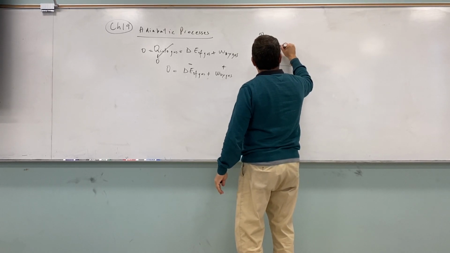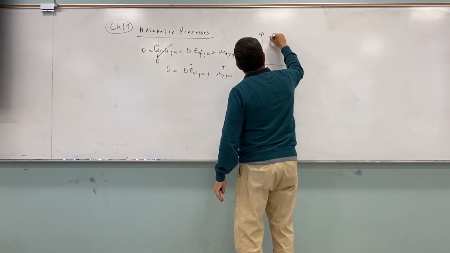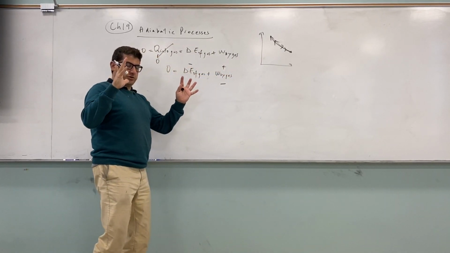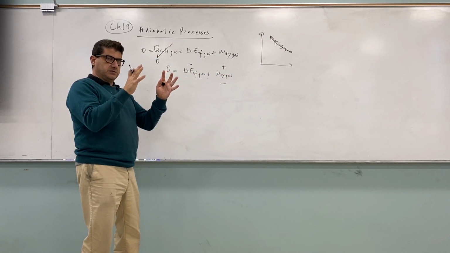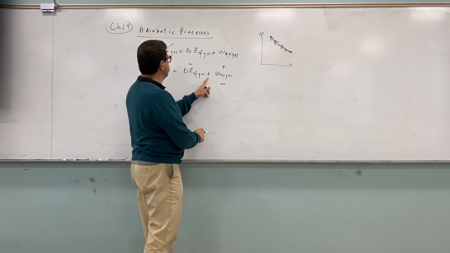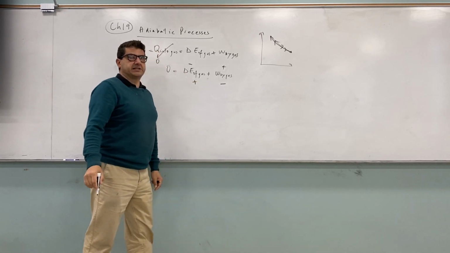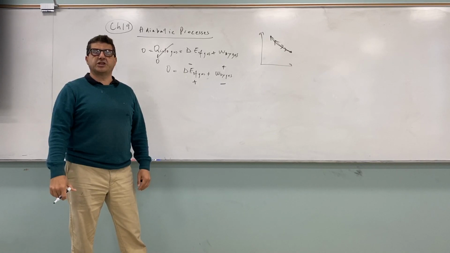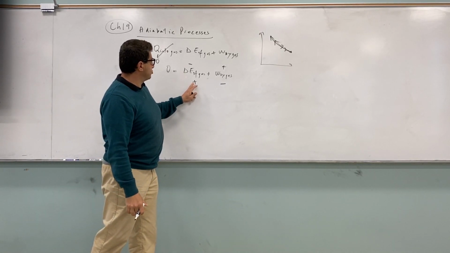If the process is going the other way, that means the gas is doing negative work. So now it's being contracted adiabatically. If the work by the gas is negative, then the delta E of the gas has to be positive. That means it's got to be heating up. Its temperature has to change.